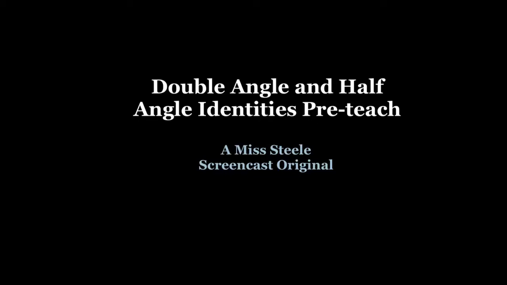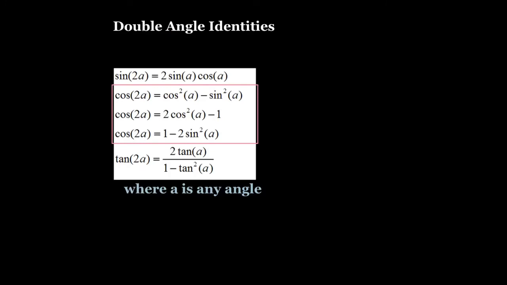So this is going to be a quick pre-teach on the double angle and half angle identities. We're going to do a little bit more in class where we look at how they're derived and look at some proofs for them. But let's just take a sneak peek of what's going on.